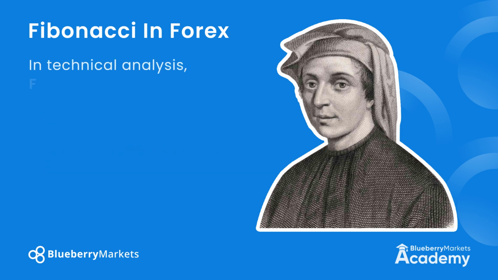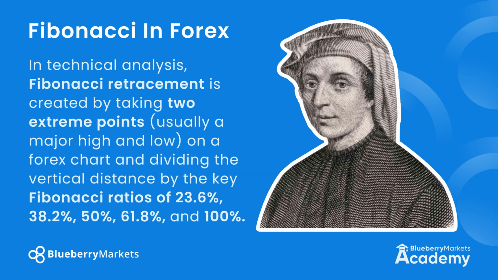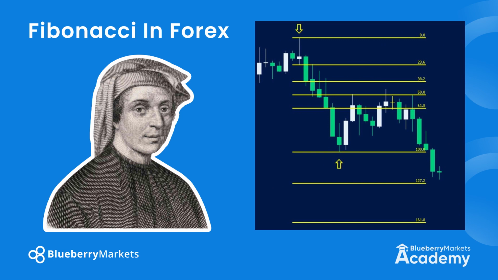series. In technical analysis, Fibonacci retracement is created by taking two extreme points, usually a major high and low, on a Forex chart and dividing the vertical distance by the key Fibonacci ratios of 23.6, 38.2, 50, 61.8 and 100. Once these levels are identified, horizontal lines are drawn and used to identify possible support and resistance levels.